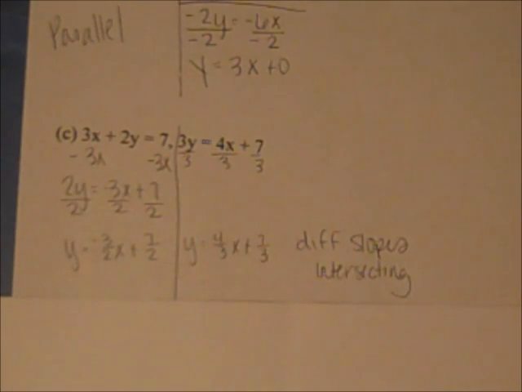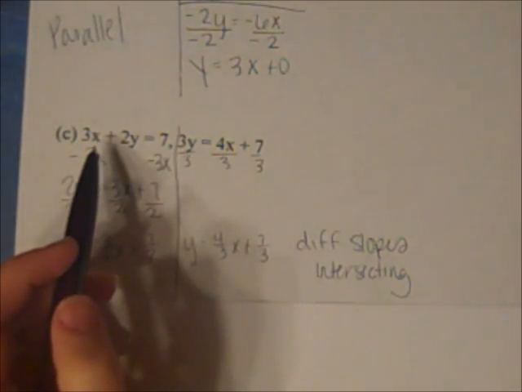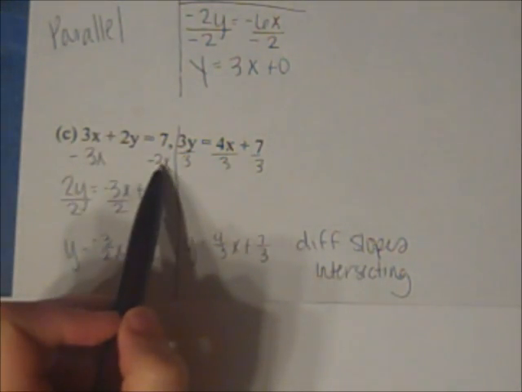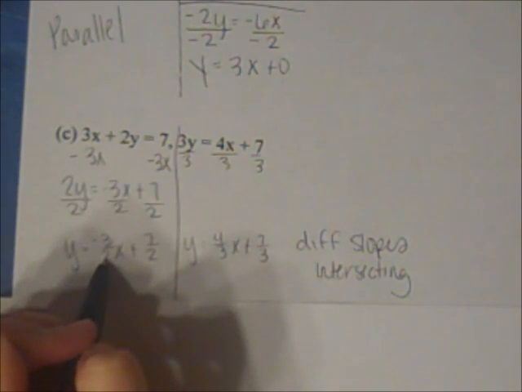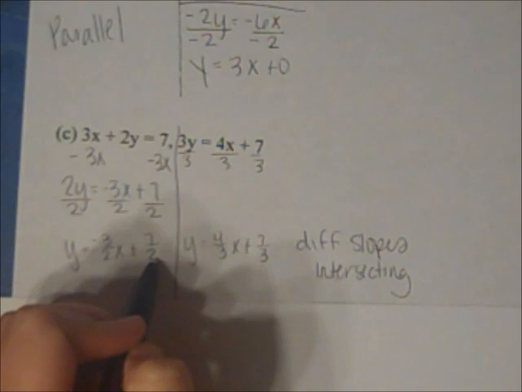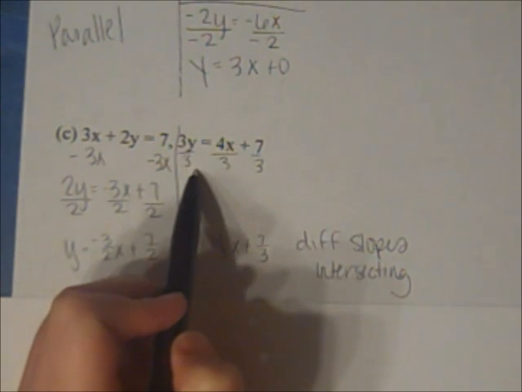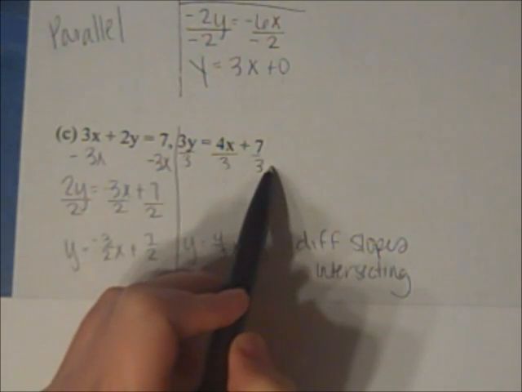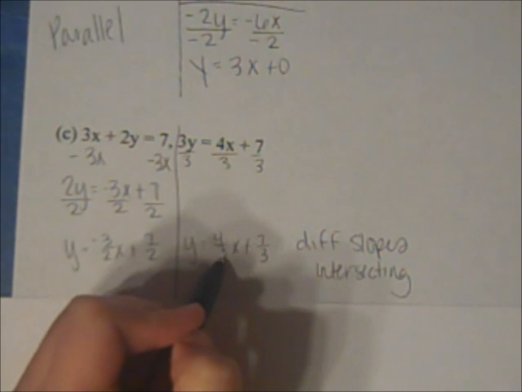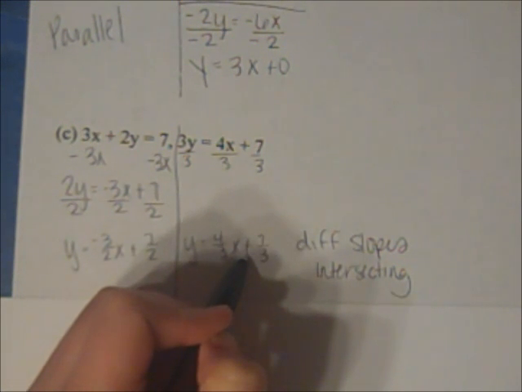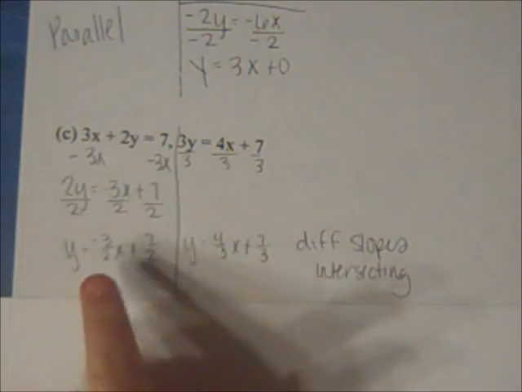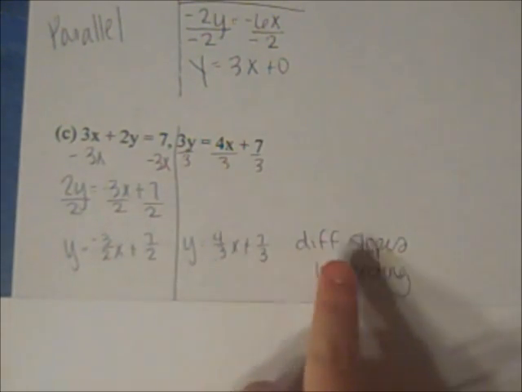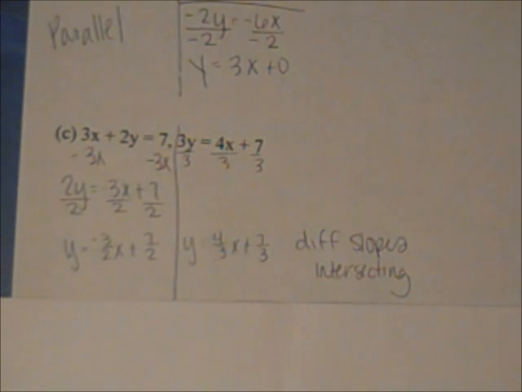Okay, neither of these is in slope-intercept, so we're going to have to solve them. So we move the 3x over, and then we divide by 2 to get y equals negative 3 halves x plus 7 halves. This one you don't have to move the x. All you have to do is divide by 3 all the way across. Y equals 4 thirds x plus 7 thirds. So these have different slopes, and that's all I need to know. As soon as I see they have different slopes, those are intersecting, and that's all there is.